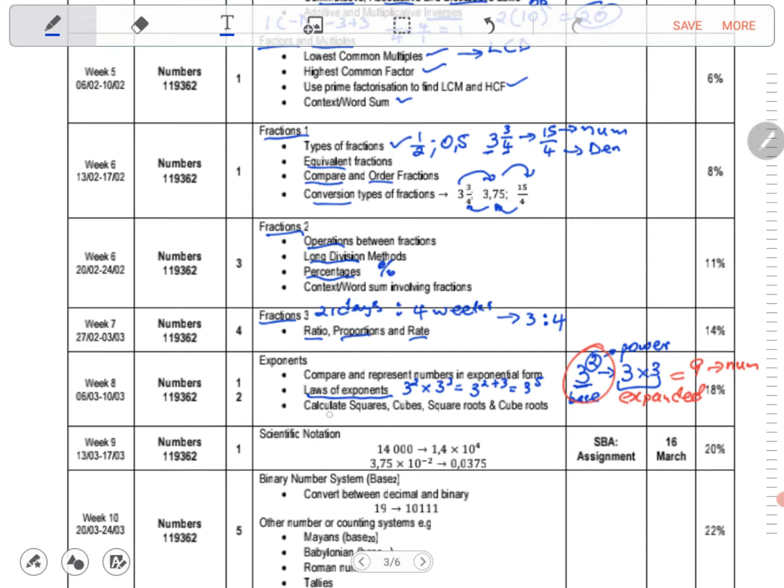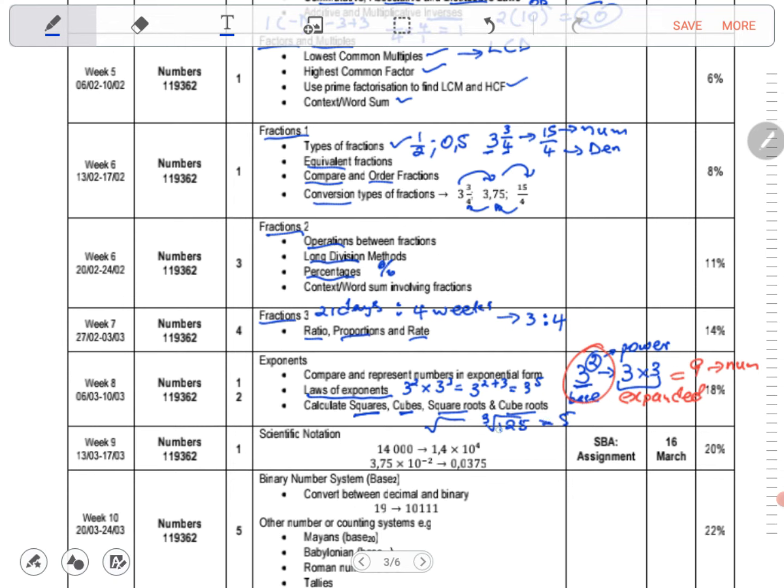Our syllabus says that we can calculate exponents that include squares and cubes. We don't do anything higher than maybe 3 to the power 4 or 5 to the power 5, those kinds of things. We can go up to a square and a cube, and we also deal with square roots and cube roots. So a square root is something like this, and a cube root is something like this. We can have a cube root of 125, which will give us 5.